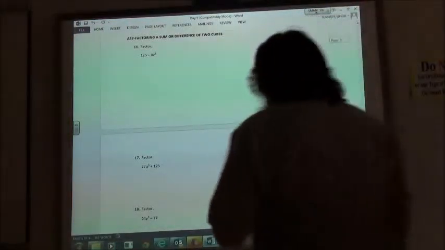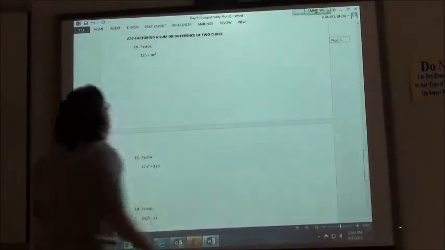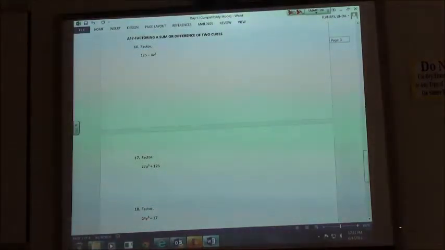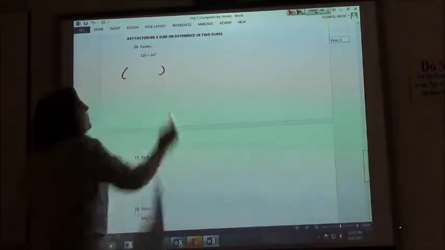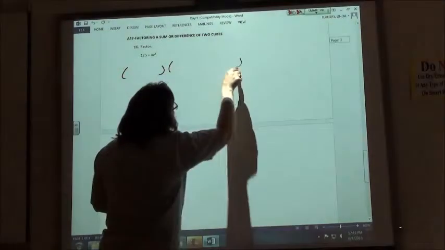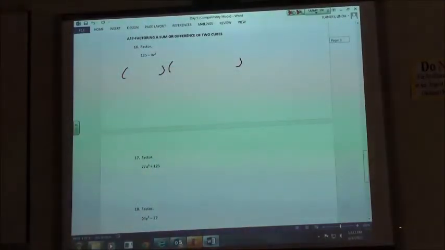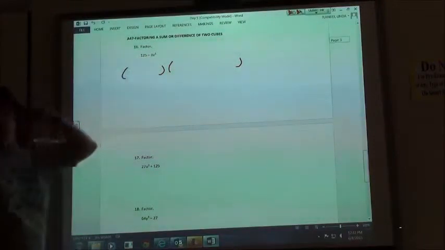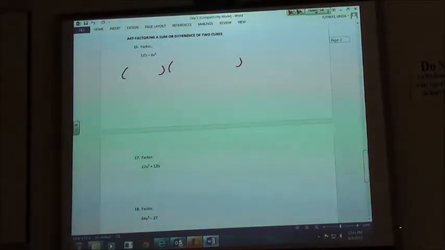Factoring the sum or difference of cubes, in this case with cubes, you can do the sum as well as the difference. When you factor the sum or difference of cubes, you're going to have two terms, a binomial, in your first set of parentheses, and then you're going to have three terms, a trinomial, in your second set of parentheses. First thing you're going to do is take the cube roots of each of those. You will have the same sign in the middle.